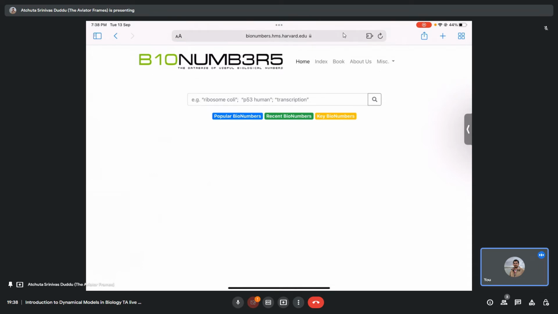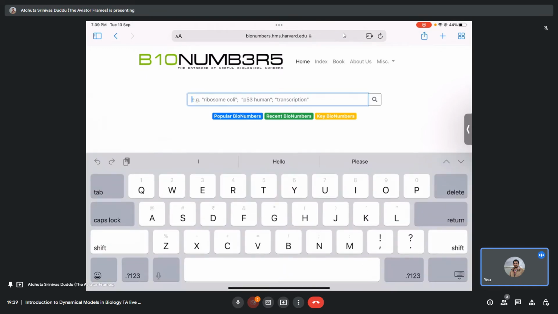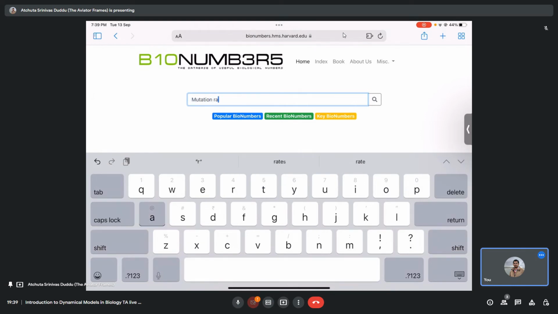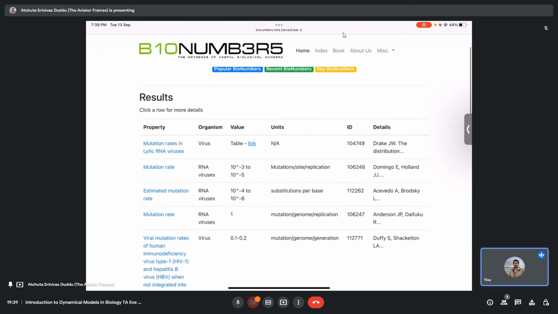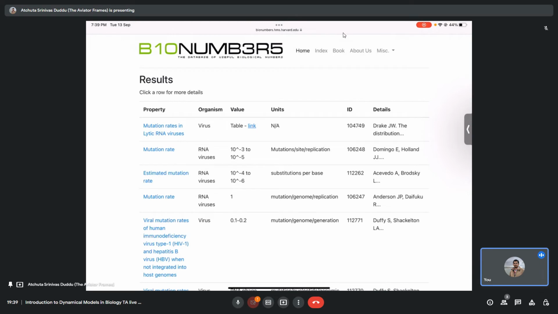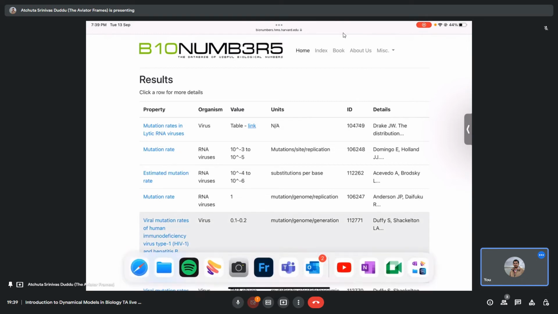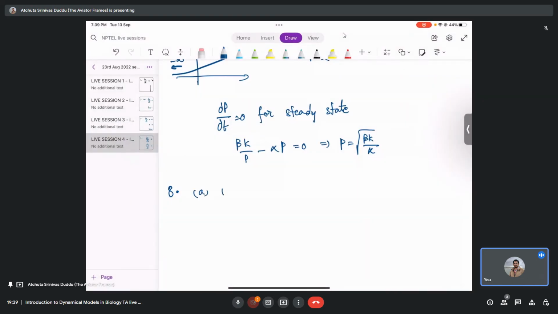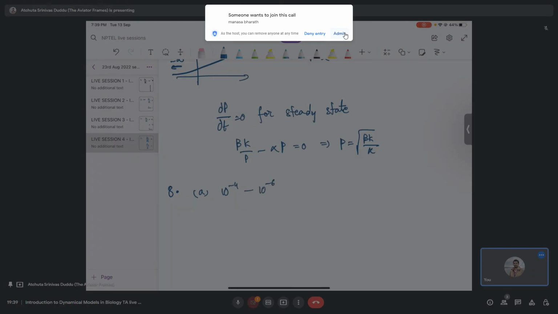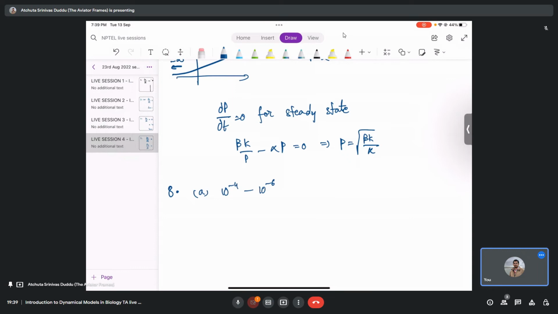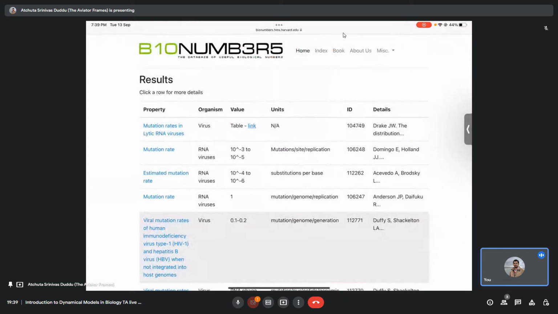The first thing they have asked us to find is the estimated mutation rate in RNA viruses in terms of substitution per base. So I'll just type mutation rate in RNA virus. Here, if you see the third row, estimated mutation rate, RNA virus, substitution per base units. They have given us 10 power minus 4 to 10 power minus 6 substitutions per base.